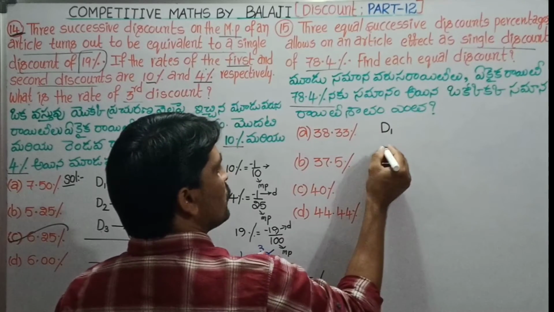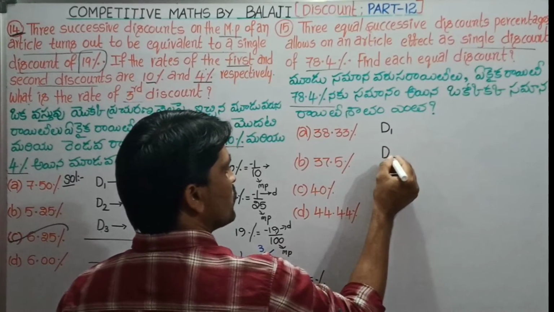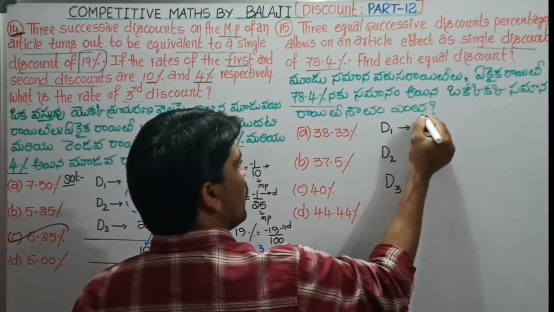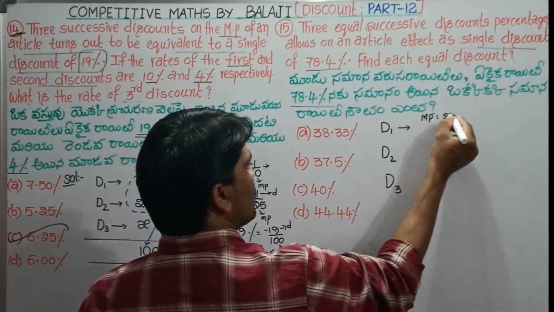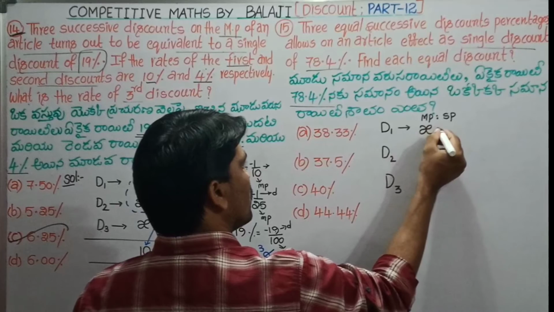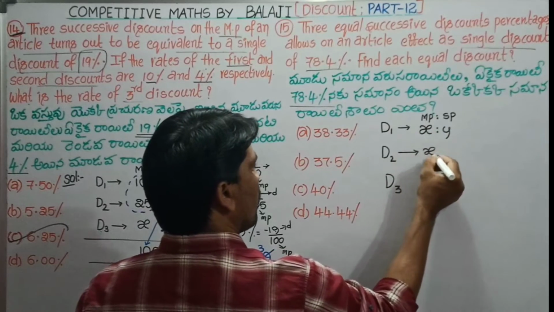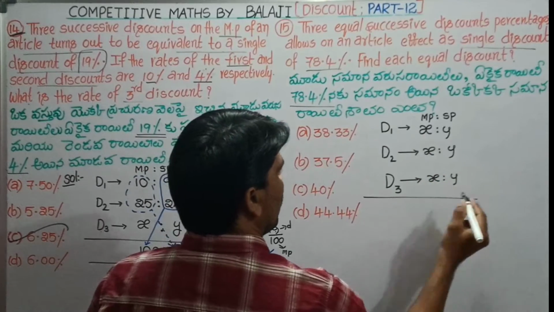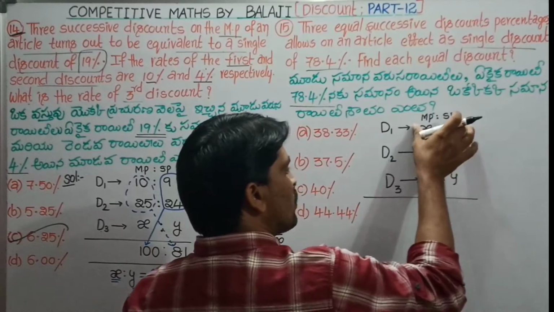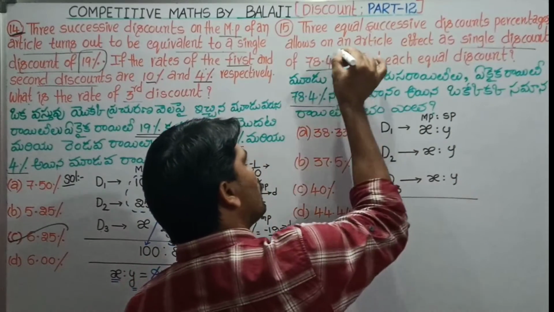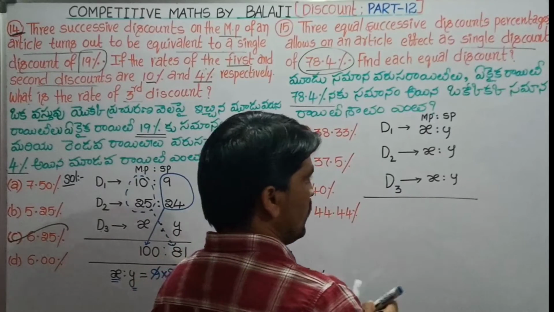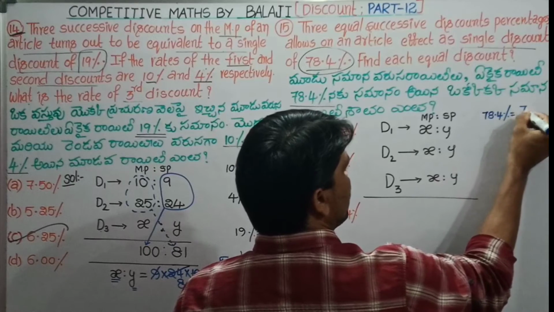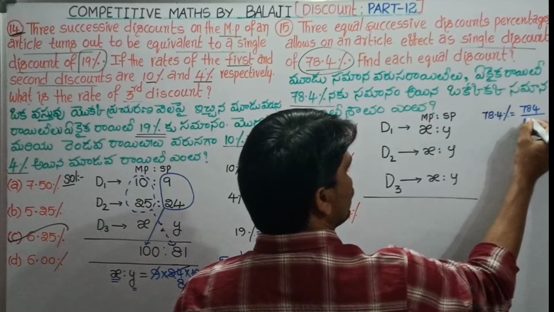Here we are given 3 equal discounts. Let us suppose ratio of market price to selling price of each discount be X is to Y. Net effect or single equivalent discount of these three equal discounts is equal to 78.4%. Fraction value is 784 by 1000.